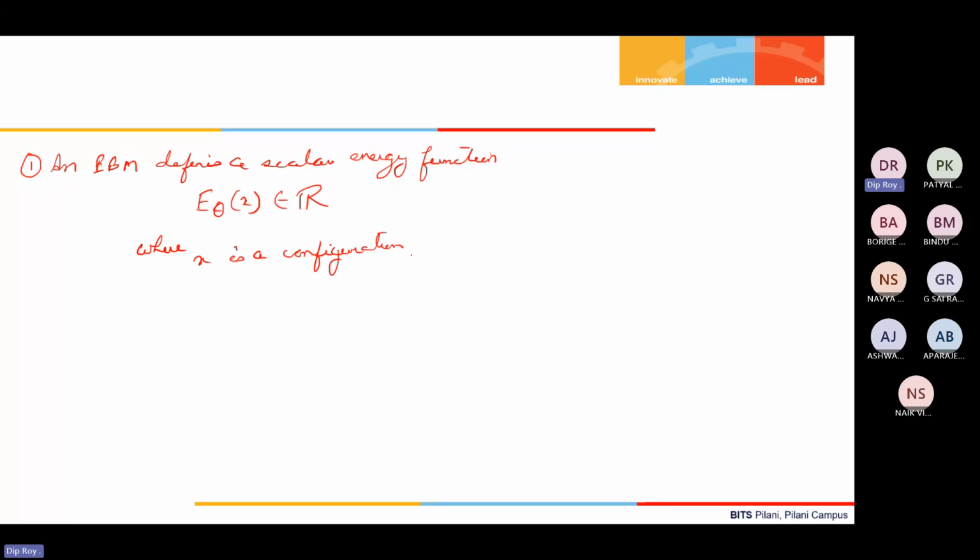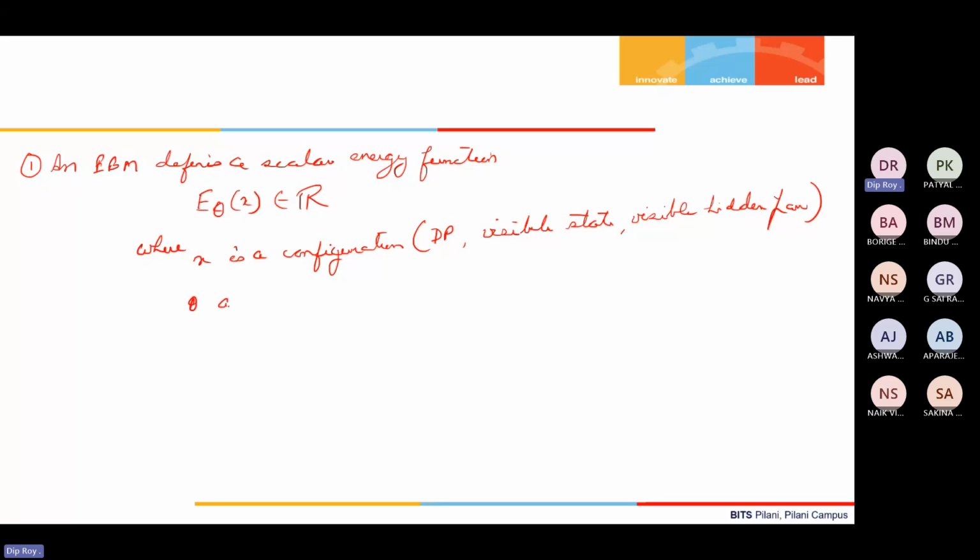It can be anything. It can be a data point. It can be a visible state. It can be a visible-hidden pair, like we saw in the Ising model, etc. And theta are the model parameters. Now, note one important thing here.